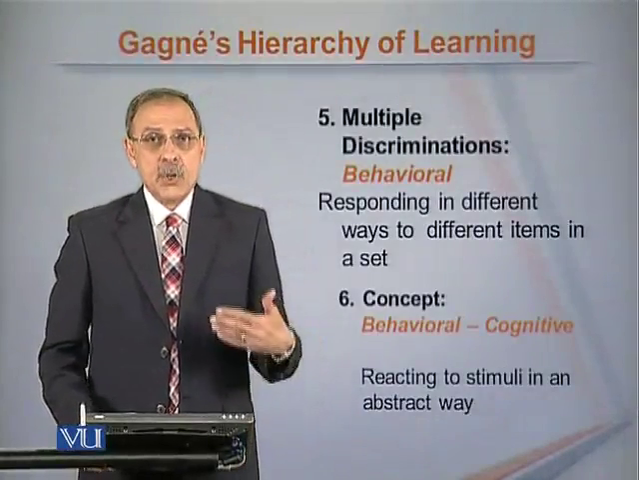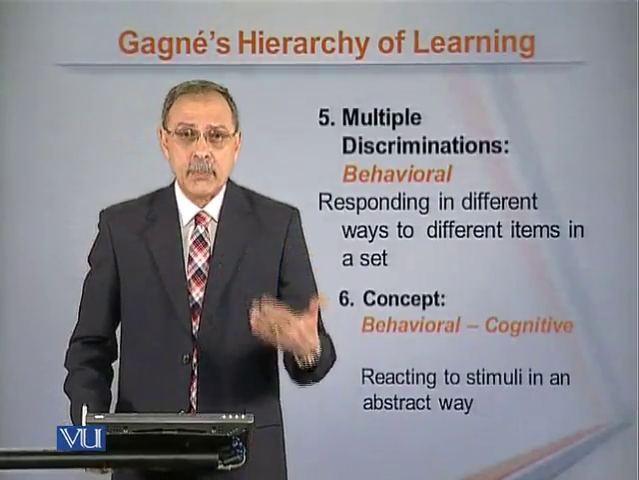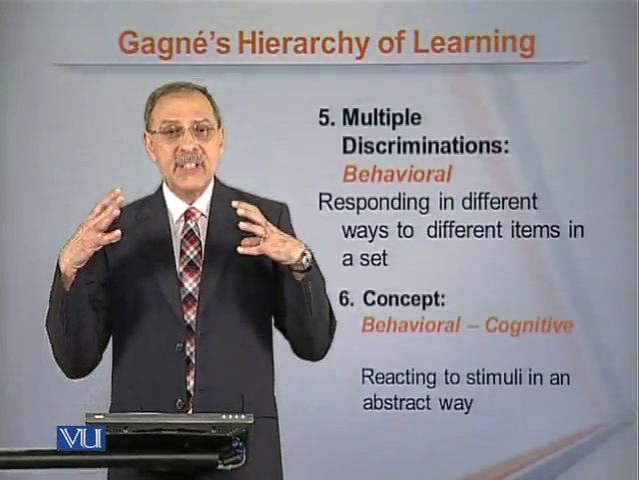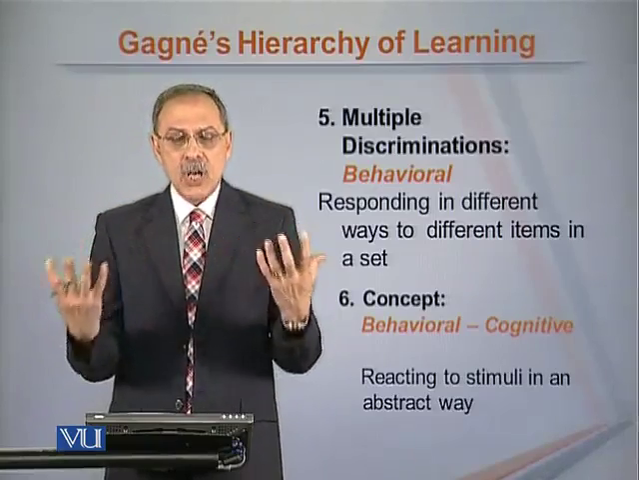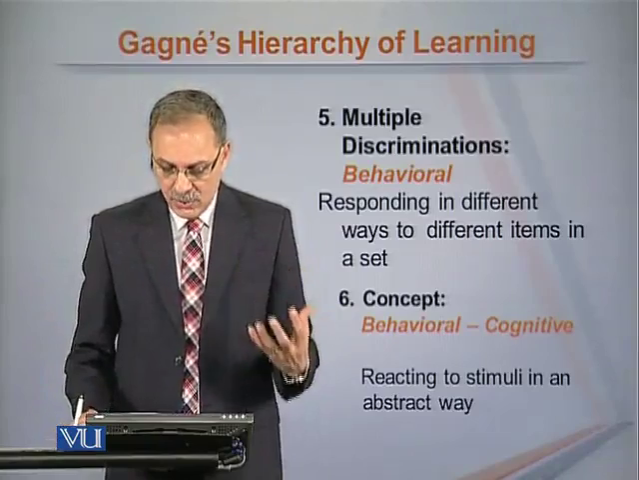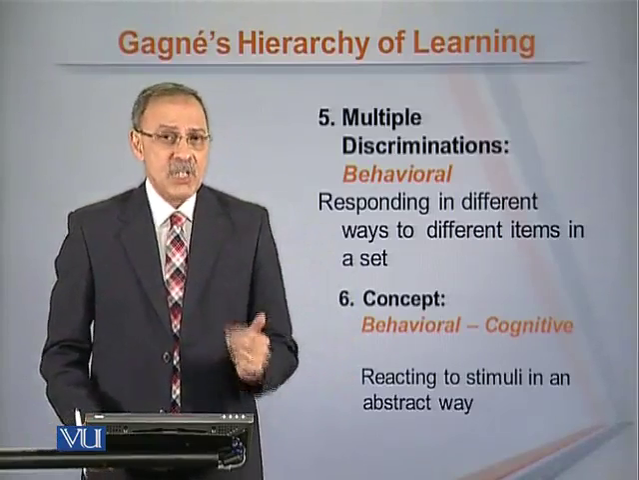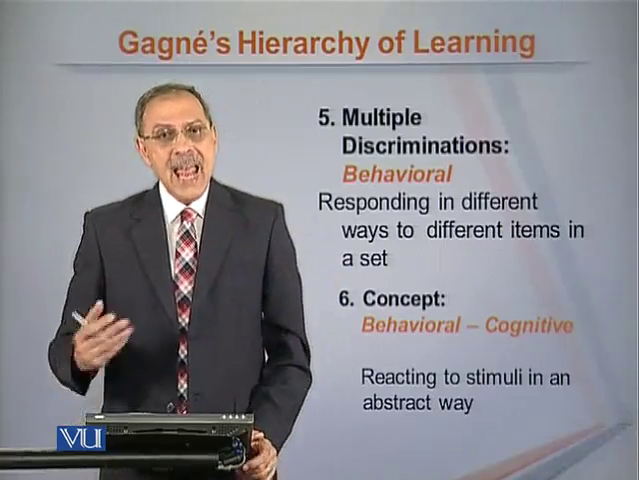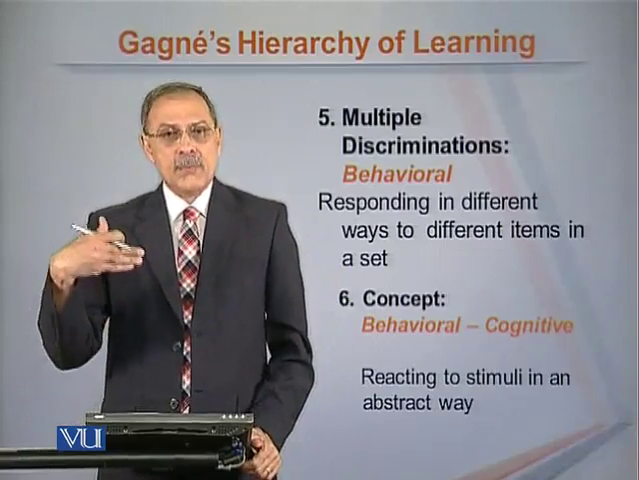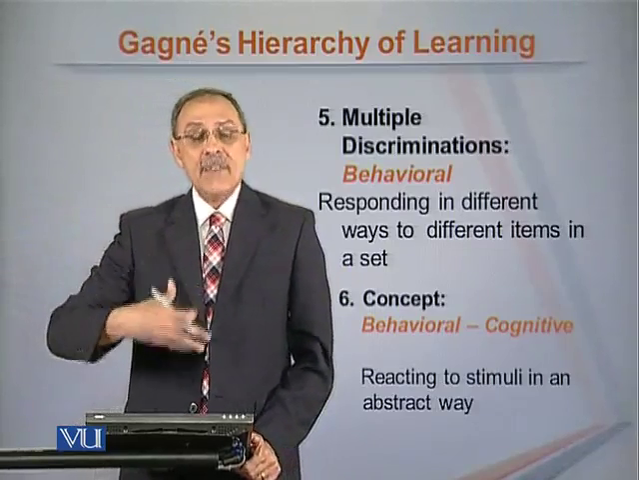The fifth level or stage in Gagne's hierarchy of learning is multiple discriminations. When you're given a set, and a set is a combination of similar items of some sort, you respond differently to the different items. For example, let's say you're going to a tea party, and you are the guest and the host serves you tea. You have an option.